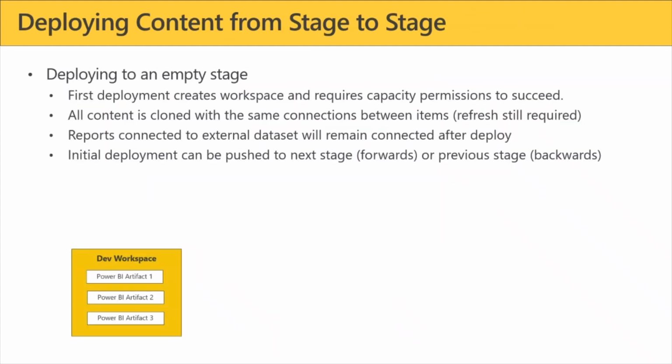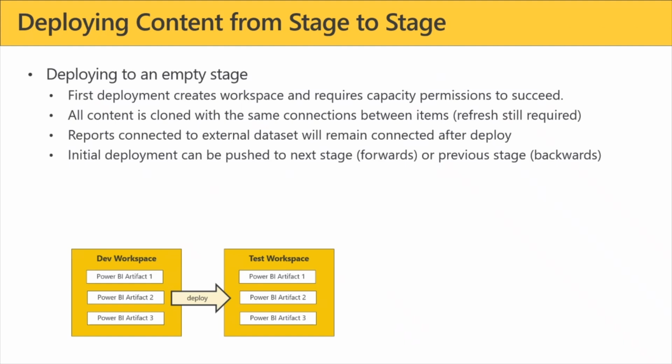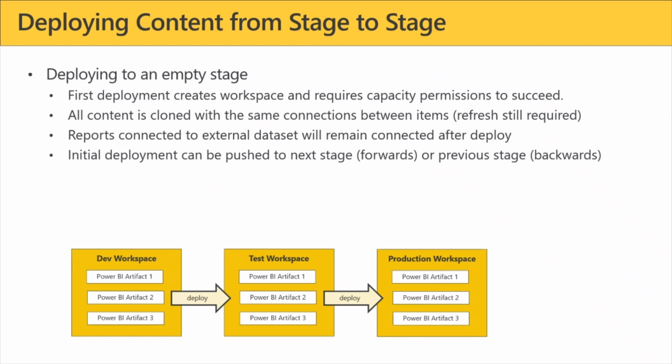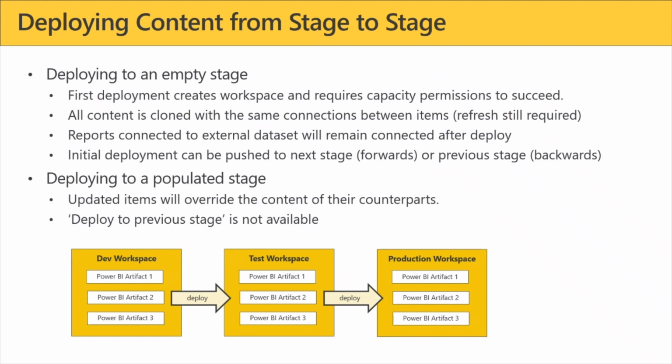Once again, when you deploy to an empty stage, it first creates the workspace. If you don't have permissions to create workspaces or to add workspaces into a premium capacity, or no capacity is available, this cannot succeed; it will fail. And then it clones all the content. The same thing happens as we push out to production. Once you've done that initial deploy where you're creating the workspaces, additional deployments simply look at things that have changed and push the changes there.